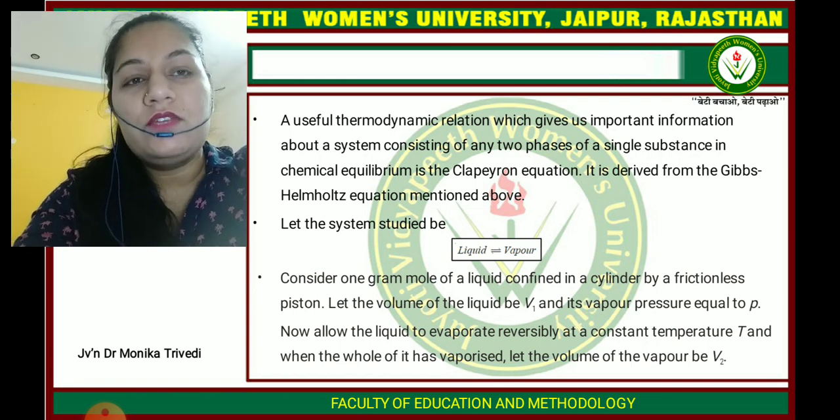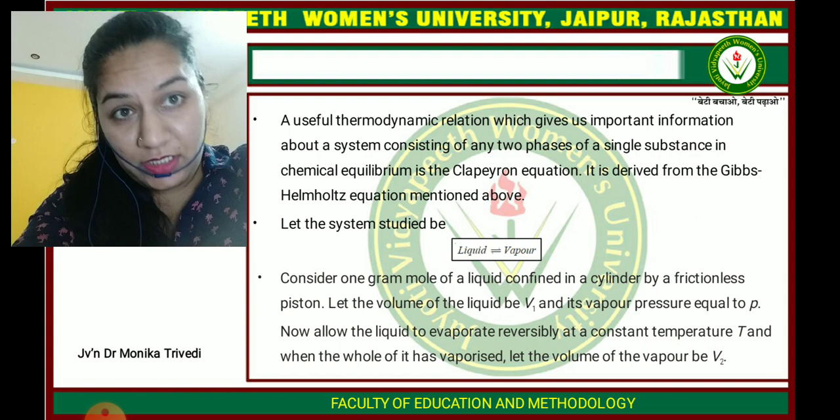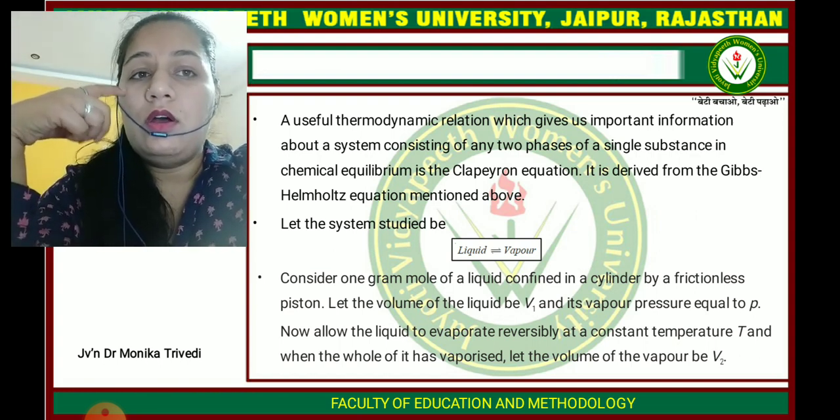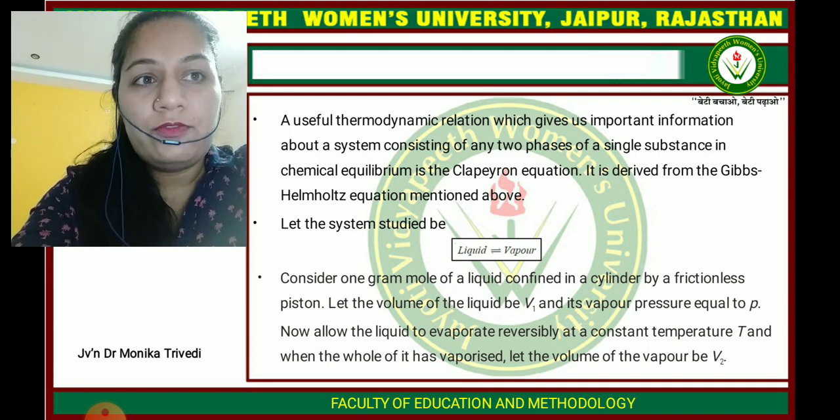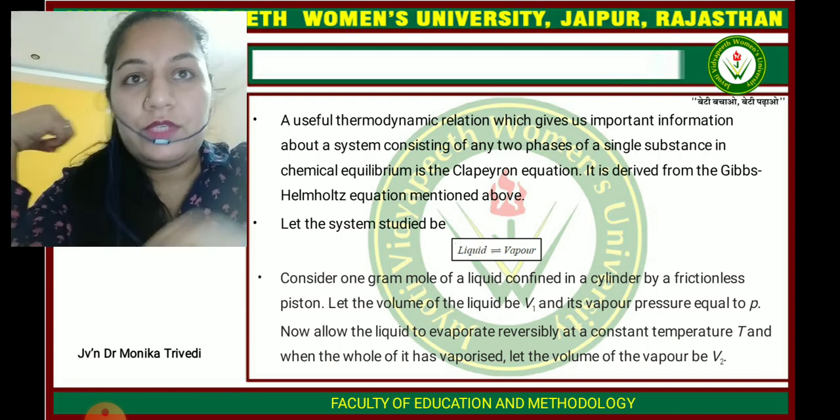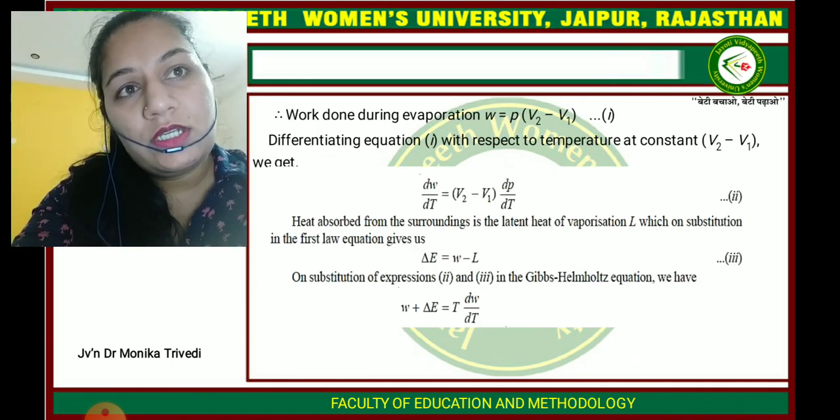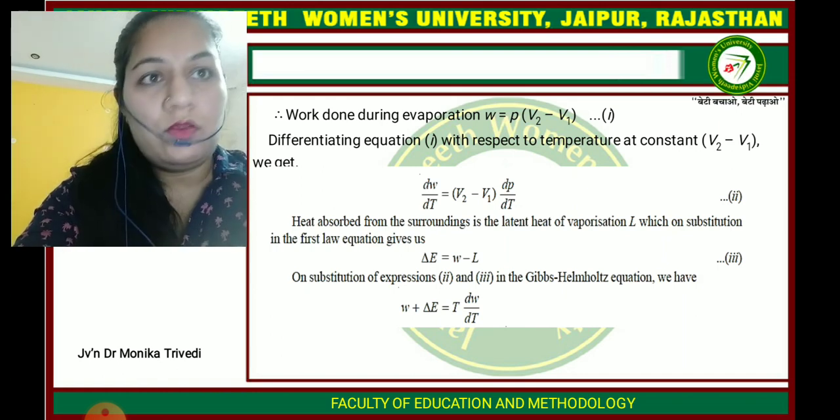Now allow the liquid to evaporate reversibly at the constant temperature T, and when the whole of the liquid has vaporized, let the volume of the vapor be V2. So the work done during the evaporation is W equals P times the volume change, V2 minus V1.